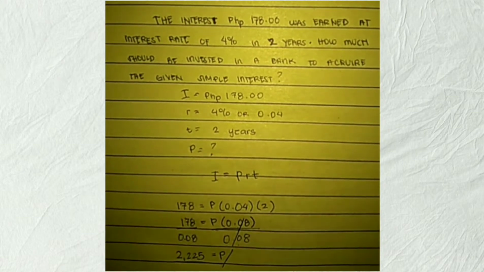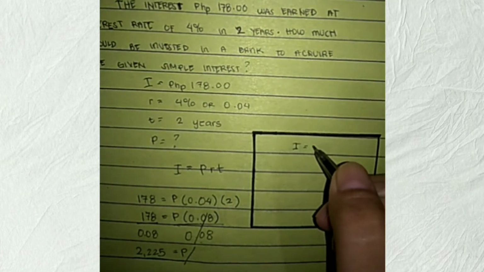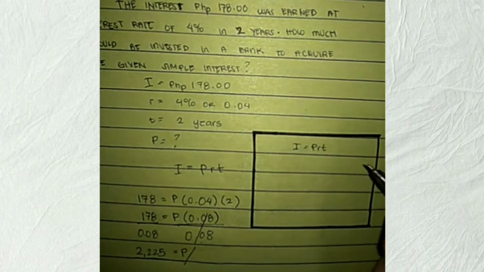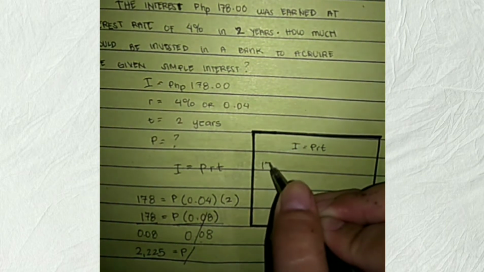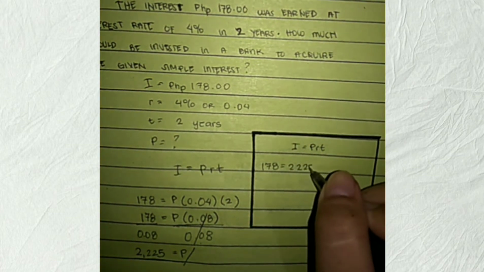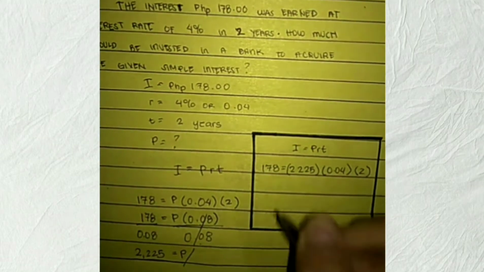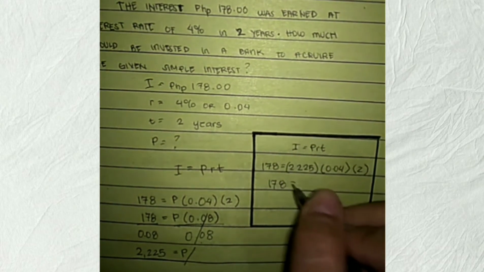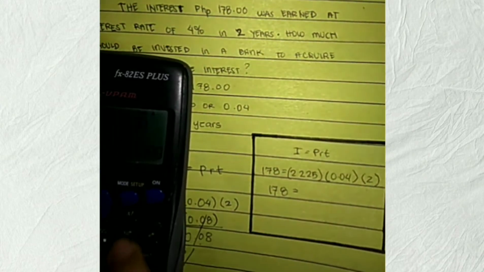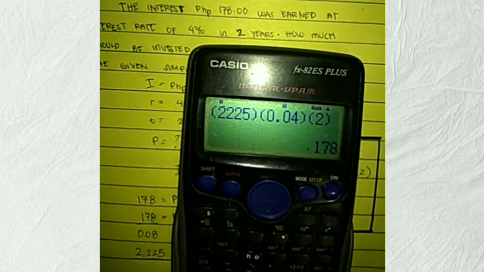Our principal is 2,225. To check kung tama ang sagot natin, i-substitute lang natin ang given value sa ating formula at yung nakuhang sagot. For example, our interest is 178 equals principal of 2,225 multiplied by rate 0.04 multiplied by time 2. We can directly put it on our calculator. At kung parehas ang ating interest at ang principal, tama ang ating sagot. Pag rate or yung time na yung nawawala, same procedure lang din sa pagkuha ng principal amount.